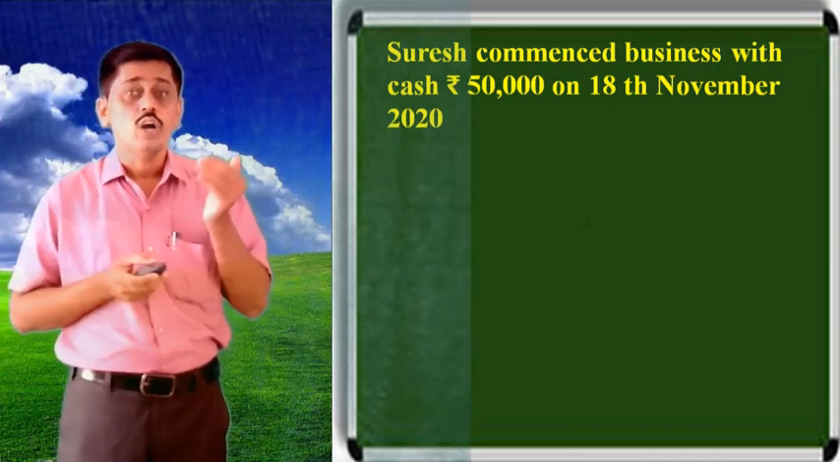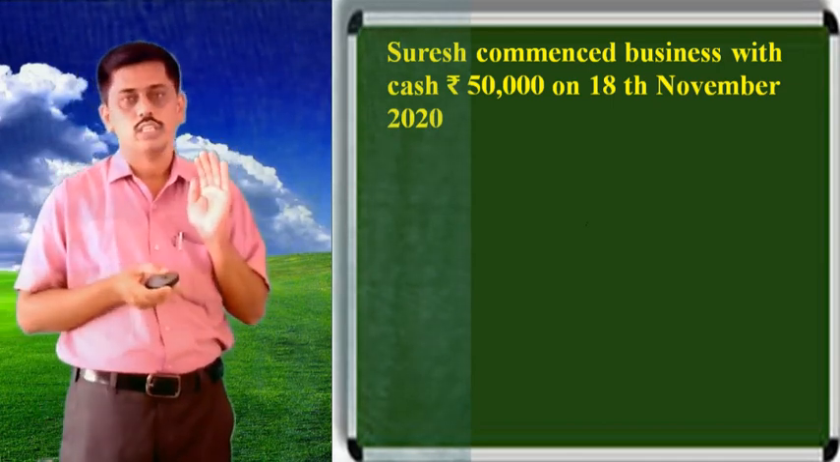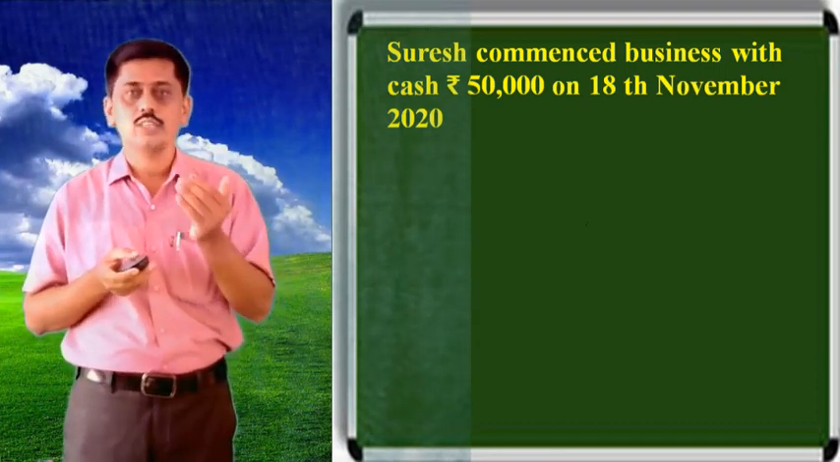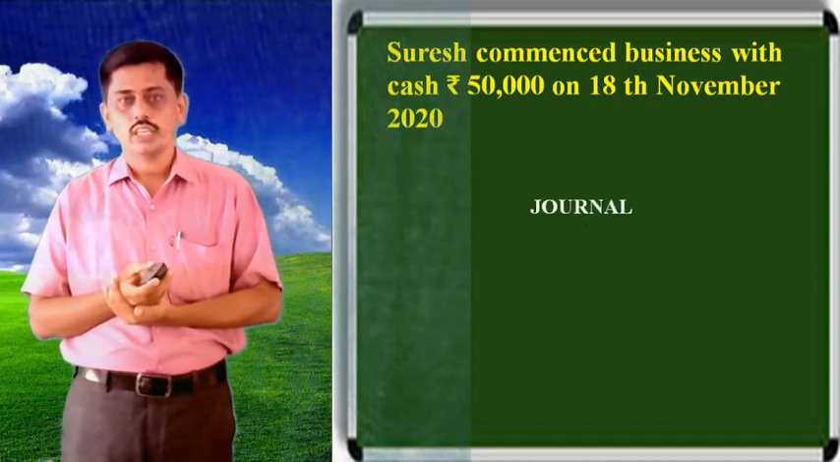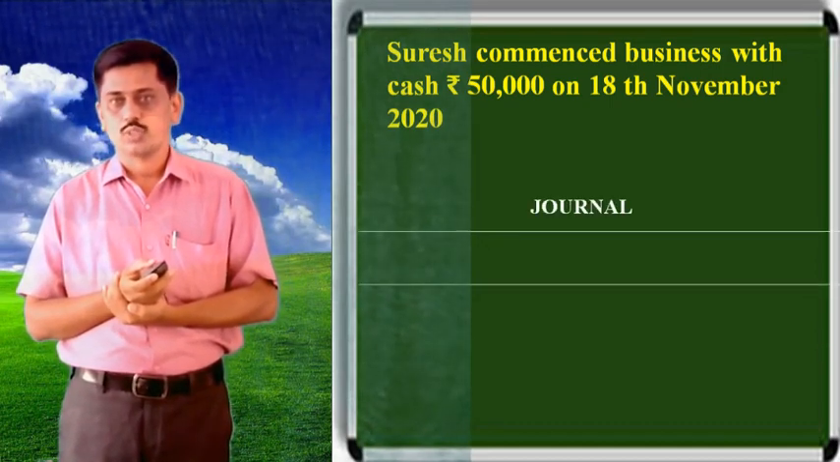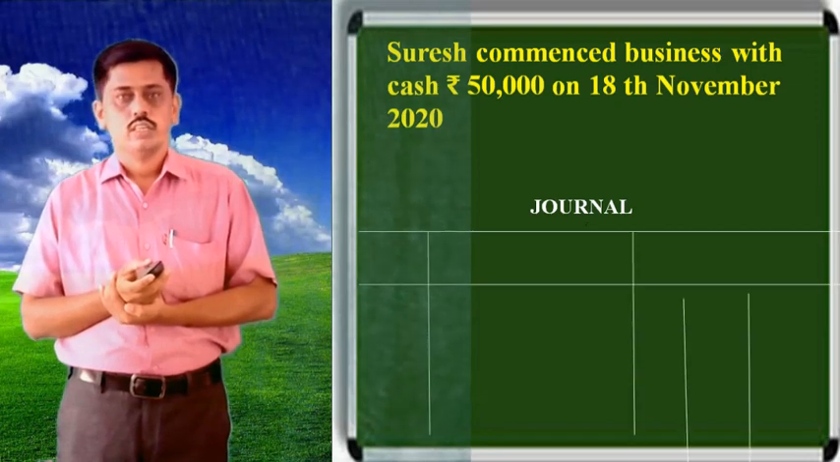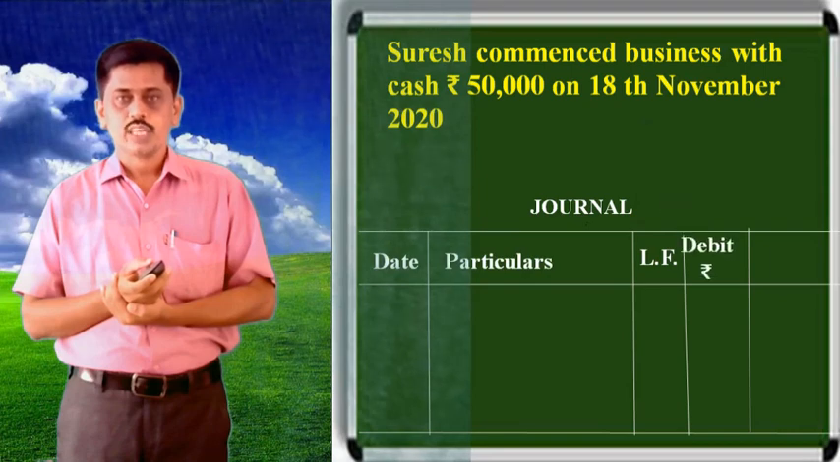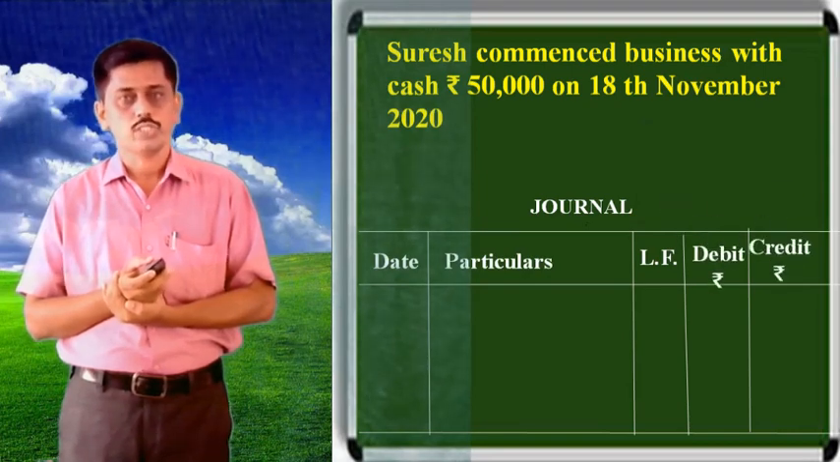Now let me show how to record this transaction in the journal. The format of journal we have taken. So once again you take the format, write the heading journal, draw the columns, 5 columns. Date, particulars, ledger folio, debit, rupees, credit, rupees.